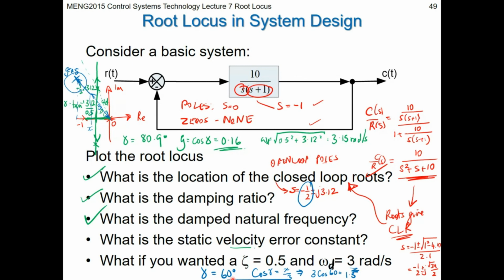and the angle of the damping line to get 0.5 damping is 60 degrees. Why? It's the inverse cosine of 0.5, because zeta equals cosine of the angle, the included angle here. Right? So if we take zeta is 0.5 and we find the angle gamma, that's now giving us an angle of 60 degrees. Right, so the blue line is the new damping line.